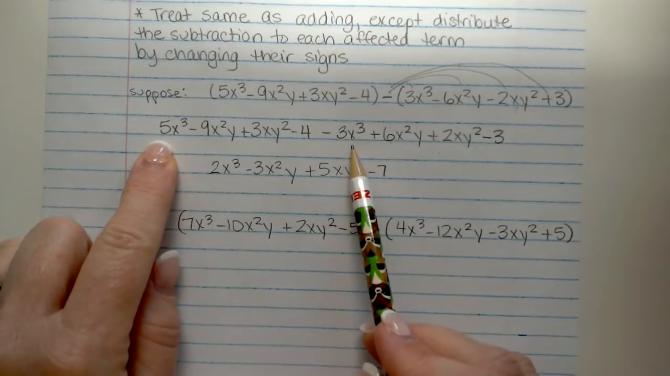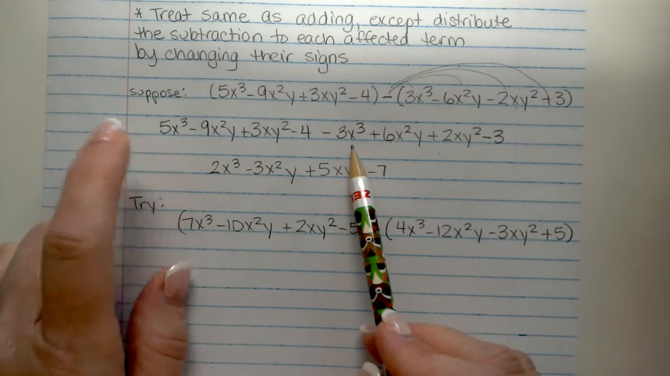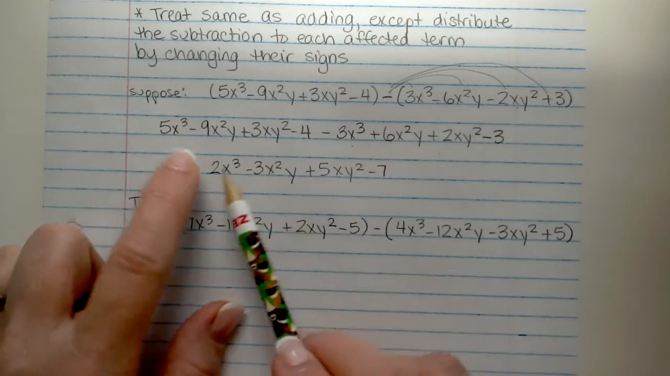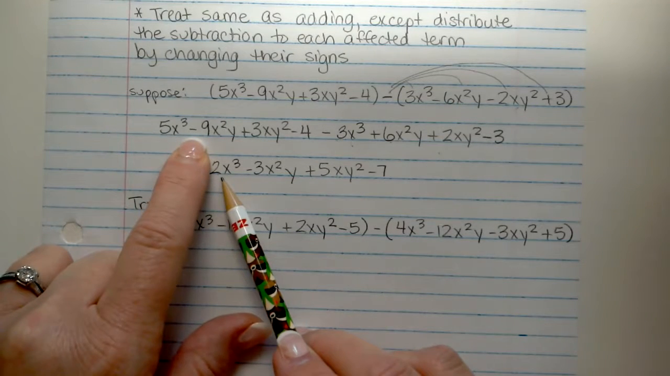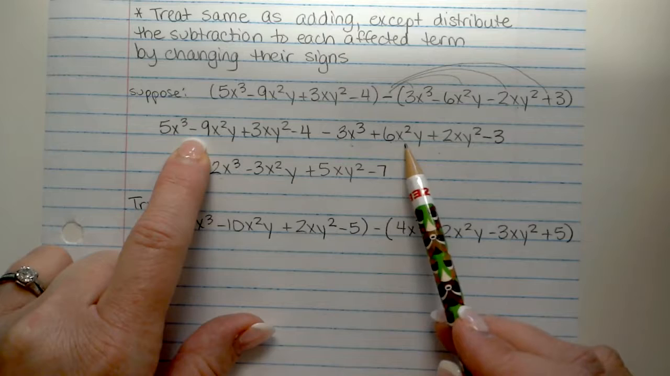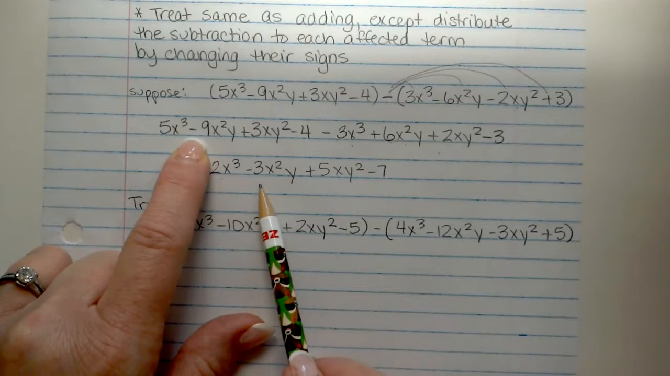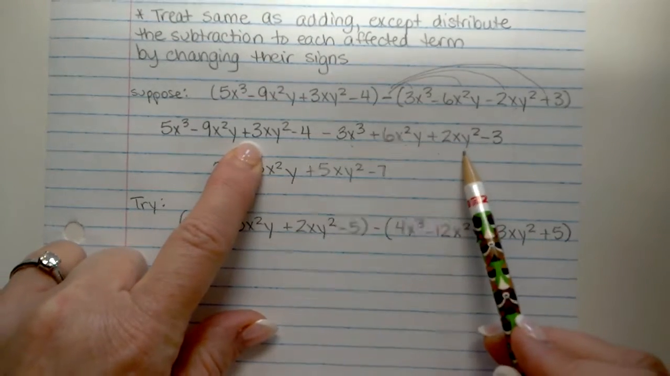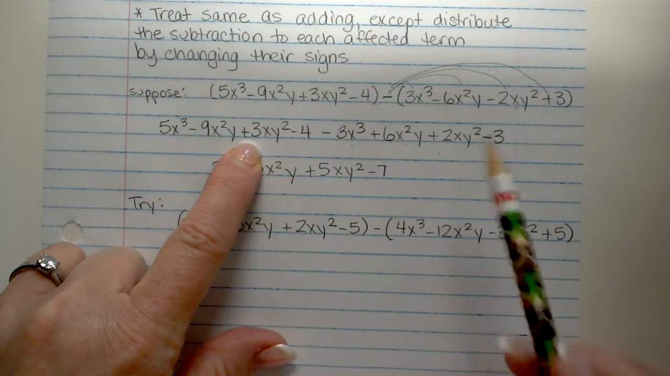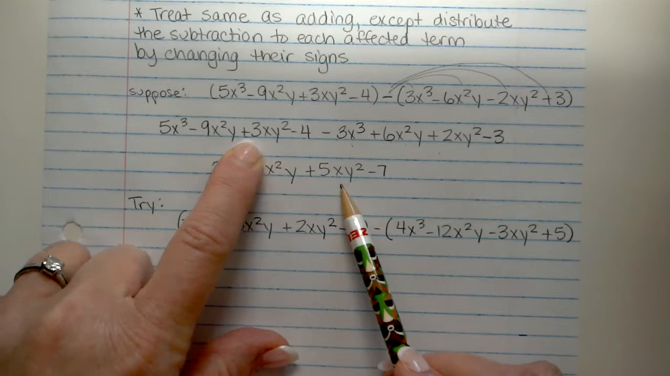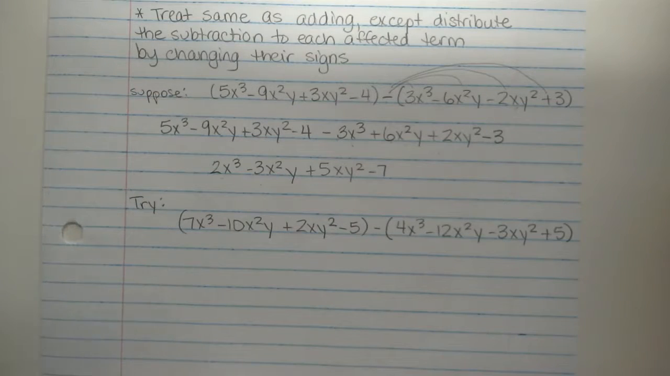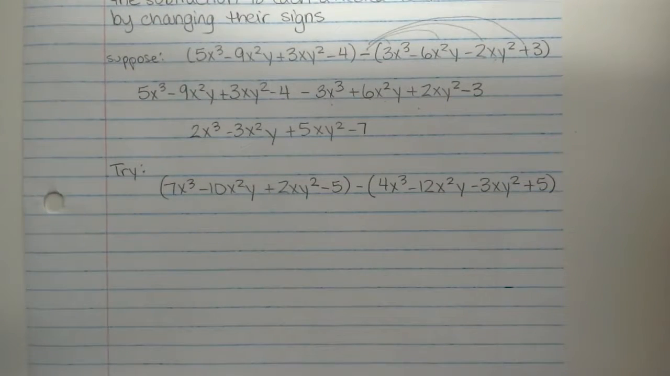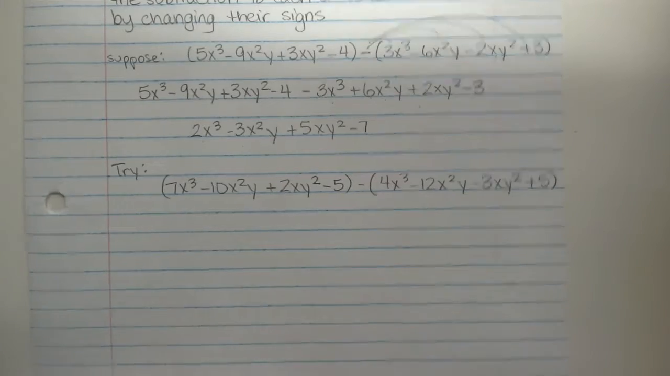So now I can talk about combining like terms. So a 5x cubed minus a 3x cubed, you can combine those to be 2. Negative 9 x squared y's and 6 x squared y's gives you negative 3. 3 xy squares and 2 xy squares are 5 xy squares. And a negative 4 and a negative 3 give you negative 7. So try this one and then check your answer as we go.